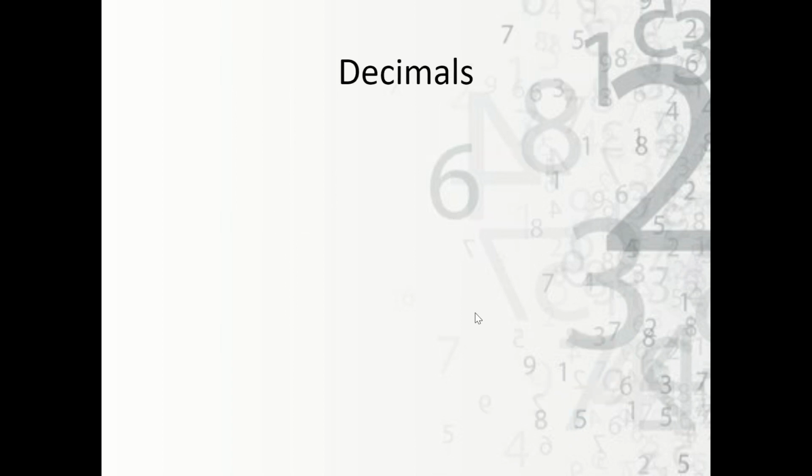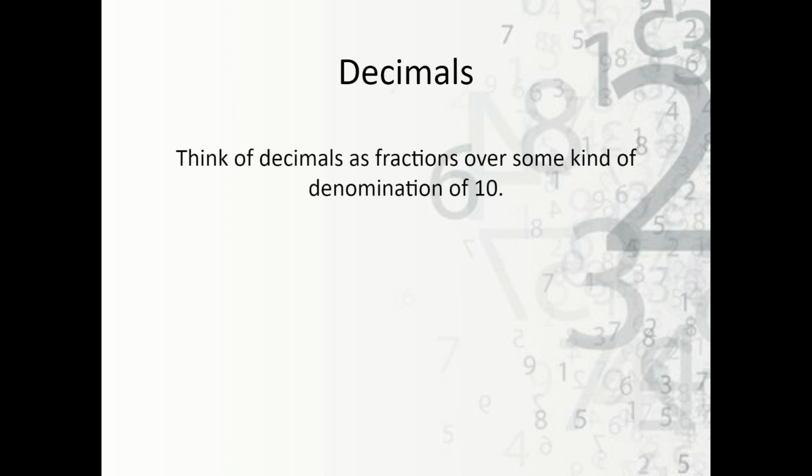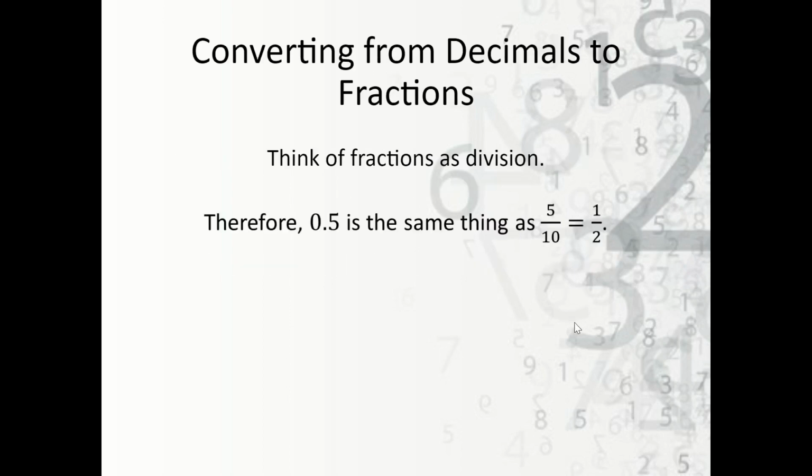Now, how do I work with decimals? Think of decimals as fractions over some power of 10. For instance, 0.5 is the same thing as 5 over 10. For every number after the decimal point, I include a 0. So it's 1 and then a 0 because there's one value. So it's 5 over 10, which in this case simplifies to 1/2.